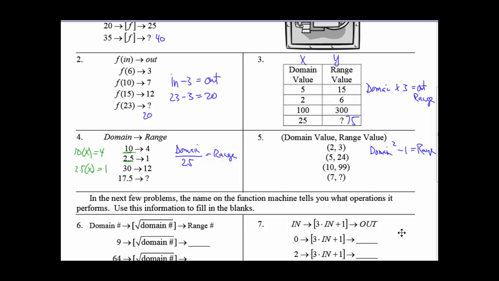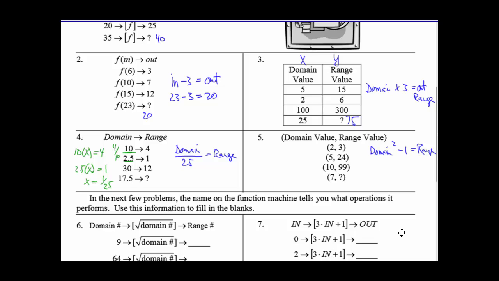By simple solving, if I divide 4 by 10, you get 4/10. If I divide 1 by 2.5, you get 1 over 2.5. What's really happening is we're dividing by 2.5.